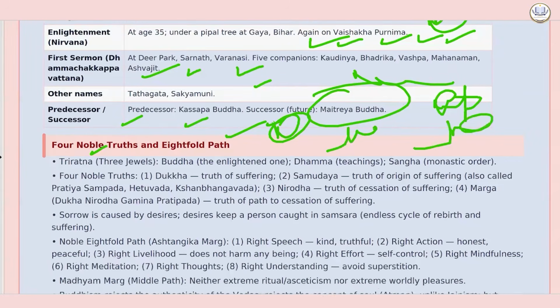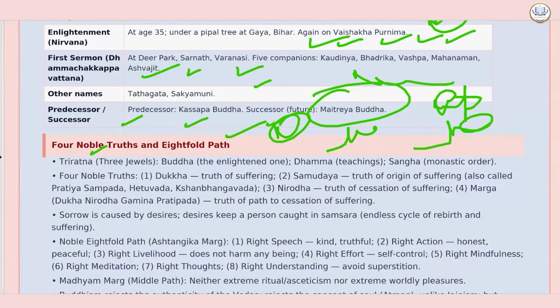4 noble truths. So Dukkha, truth of suffering; Samudaya, truth of origin of suffering, also called Pratitya Samutpada, Hetuvada, etc. Nirodha, that is truth of cessation of suffering; and Marga, that is Dukkha Nirodha Gamini Pratipada, truth of path to cessation of suffering. According to him, the world is full of sorrows, and the reason for sorrow is desire. We need to cease the desire, and how can we do it? Through Ashtangika Marg, 8-fold path.